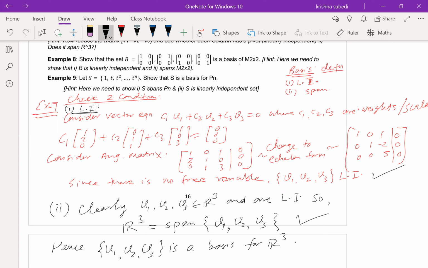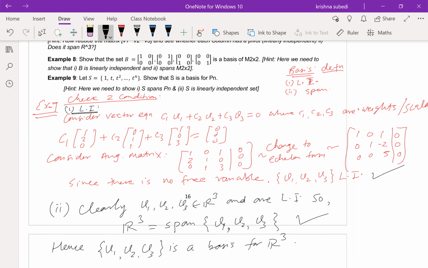Any questions, guys, so far? We check two conditions: whether it is a span or not, and whether the given vectors are linearly independent or not. Okay, can we move forward?